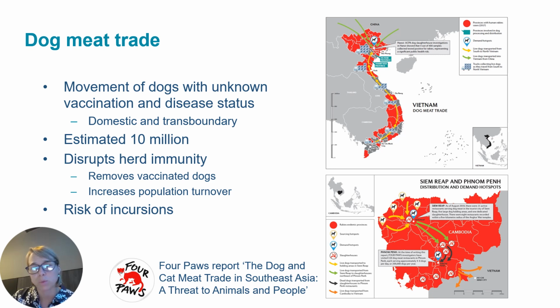And if we think back to what we want to achieve for rabies control, the meat trade obviously increases population turnover and hence works in opposition to our attempts to establish herd immunity, and obviously brings the risk of incursions and transmission to those involved in the trade.